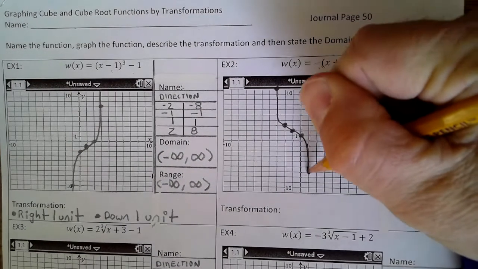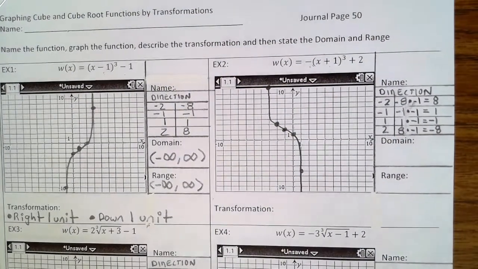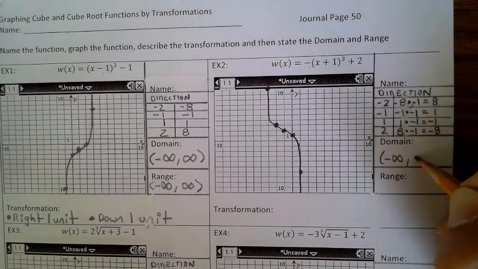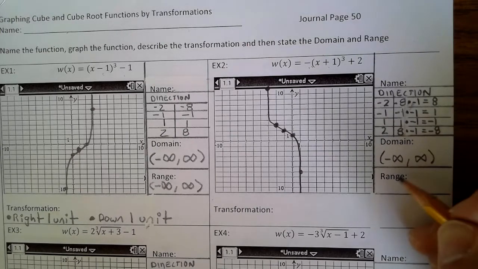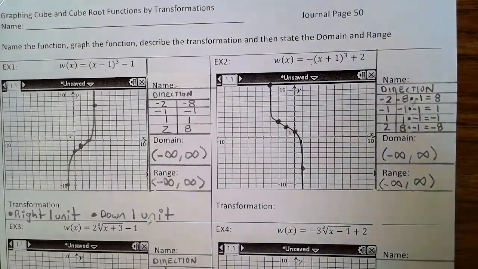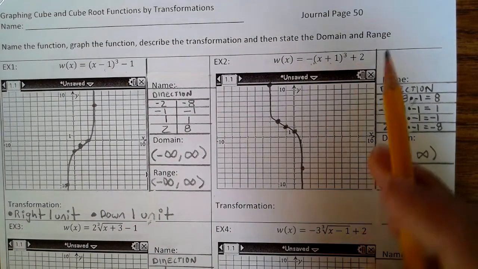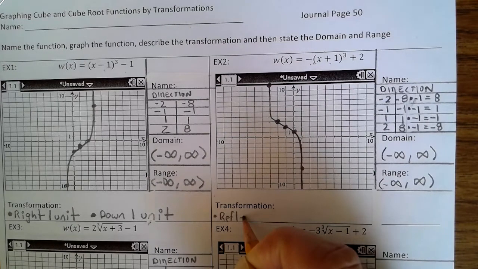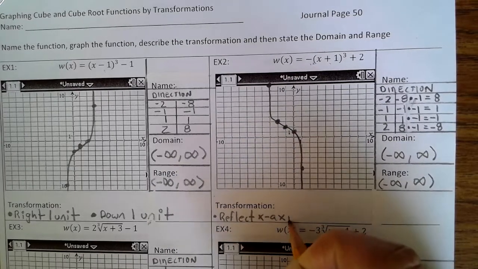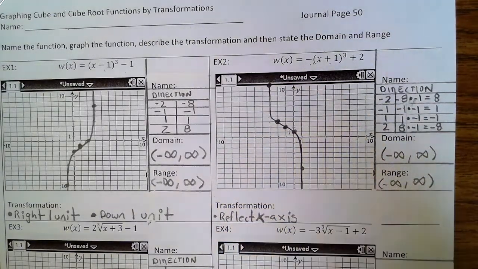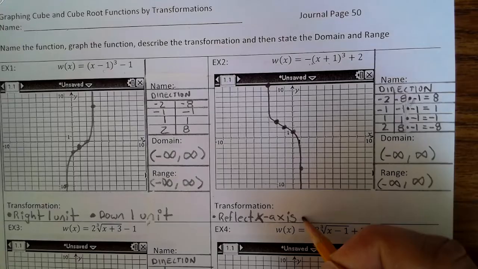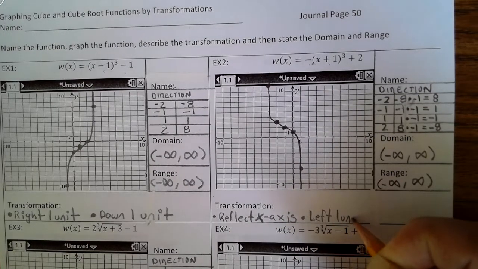Okay, domain, again, is always negative infinity to positive infinity, and negative infinity to positive infinity for range. Transformations, I count 1, 2, 3. So reflect x-axis. We have left 1 unit and up 2 units.